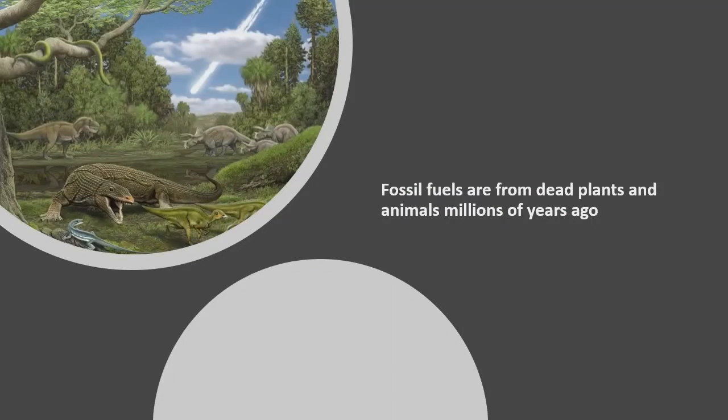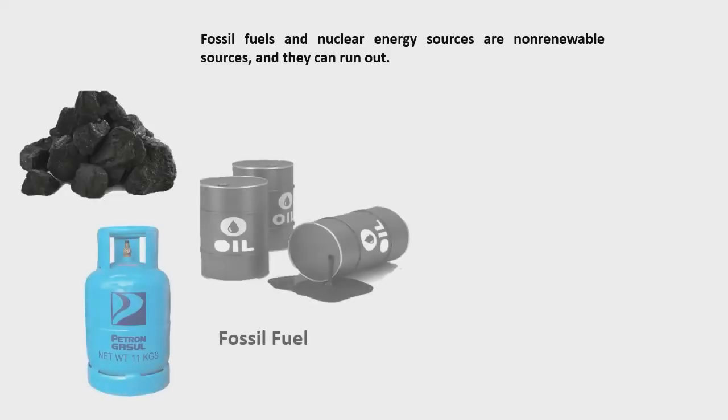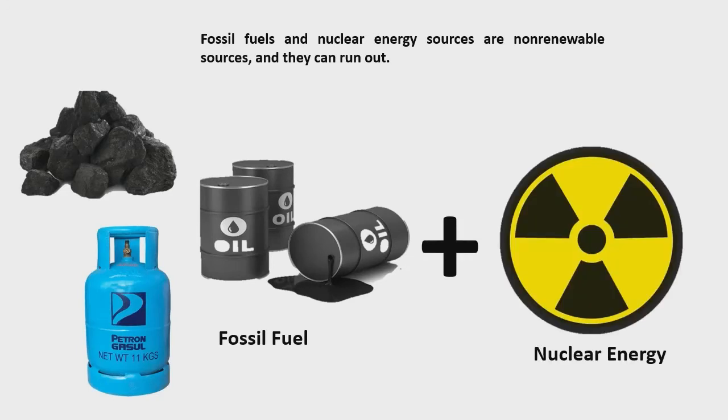Dead animals and plants millions of years ago may become oil, natural gas, and coal. Today, this can be used as fuel to produce energy. These are collectively called fossil fuels. Fossil fuels and nuclear energy sources are called non-renewable energy sources. They are called non-renewable energy sources because they can be consumed more quickly than they can be replaced.